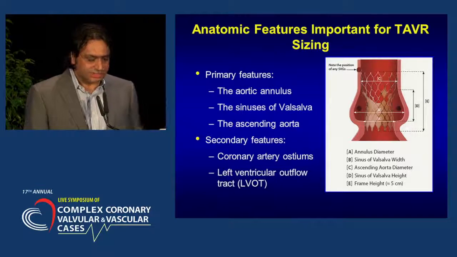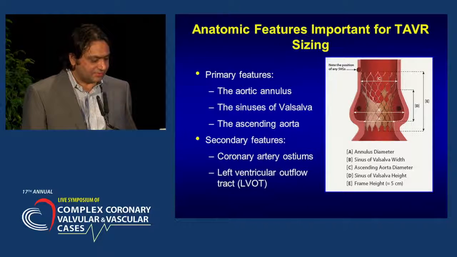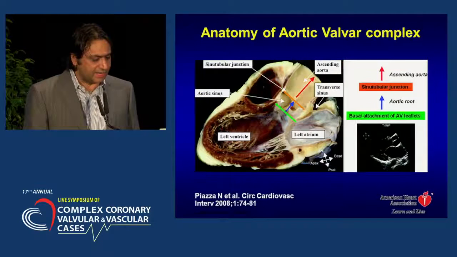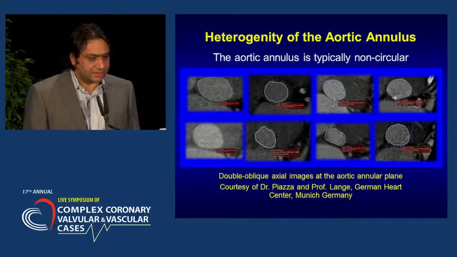So I think this picture illustrates to you, there is interaction between the valve and a number of different anatomical structures. So you not only have to look at the annulus, but the sinus of Valsalva, the ascending aorta, the coronary ostia, and the LVOT. All of these things interact with the valve. And I think this anatomical picture basically highlights that, depending upon where the valve would actually sit, there is interaction with a number of different anatomical structures.